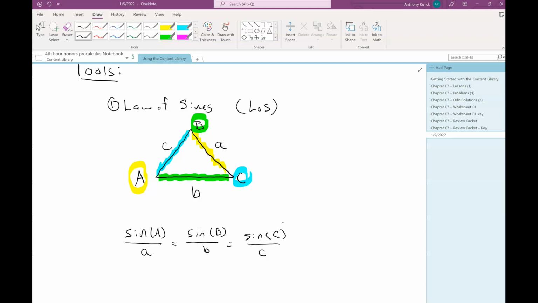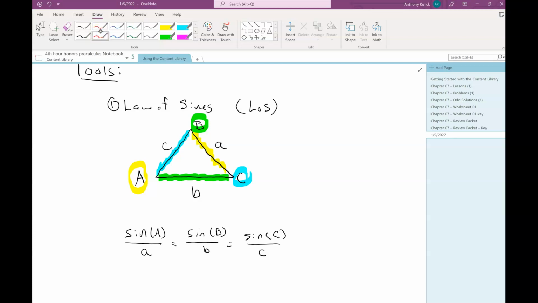Now keep in mind, with the transitive property, you can set any pair of these ratios equal. Since all three of these things are equal to each other, you can do sine A over a equals sine C over c. You guys get that? It's just a big loop.